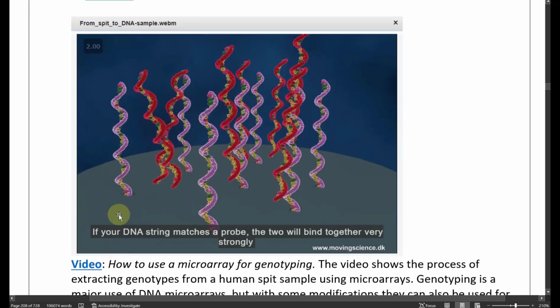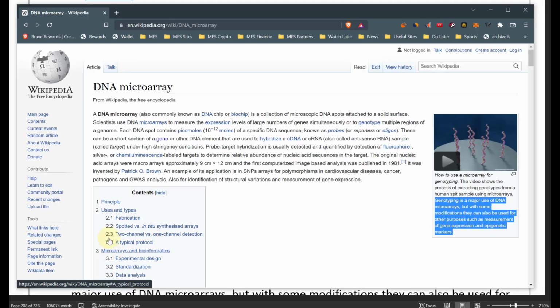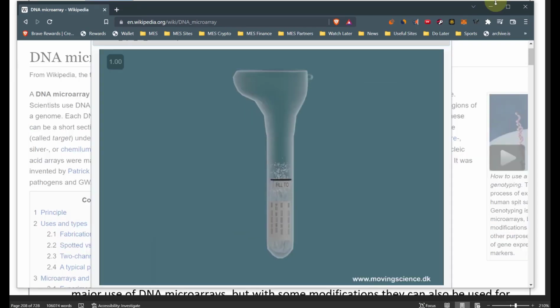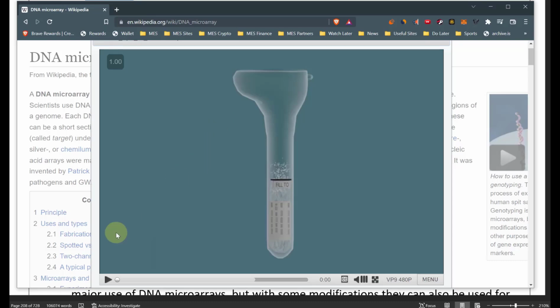So let's watch this little video here. If you click it, it goes to this DNA microarray Wikipedia page, and then if you just click this right here. All right, so here I just made it bigger, and let's just play this right here.